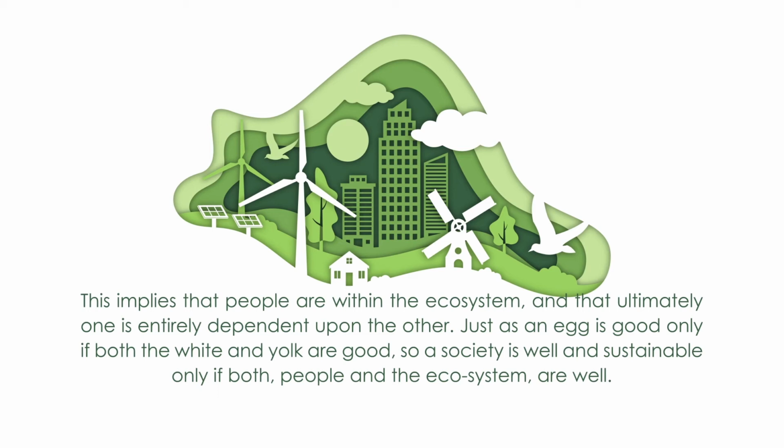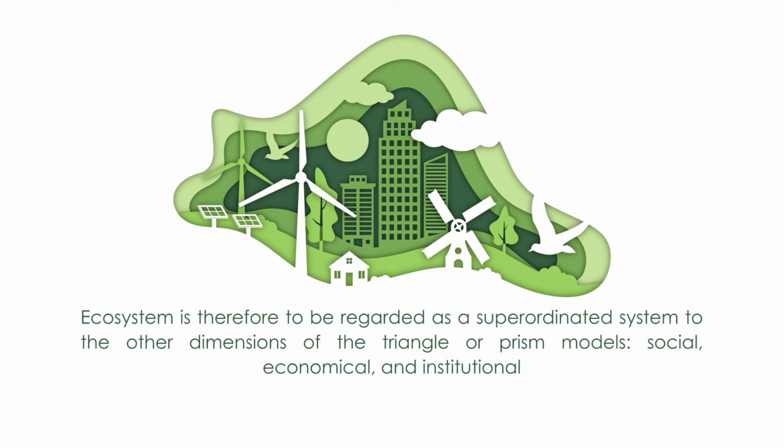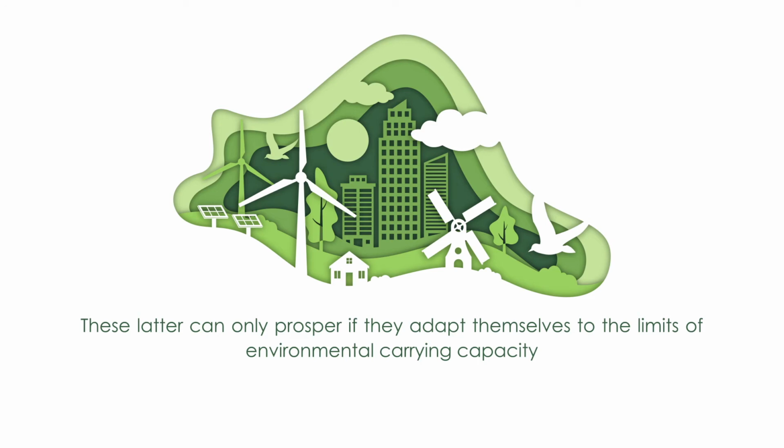So social and economic development can only take place if the environment offers the necessary resources, that is raw material, space for new production sites and jobs, then constitutional equalities like recreation, health, etc. That means you need a good quality of environment, nature. So the ecosystem is therefore to be regarded as a subordinated system to the other dimensions of the triangle or prism model, that is social, economic, and institutional. These latter can only prosper if they adapt themselves to the limits of the environment and carrying capacity.